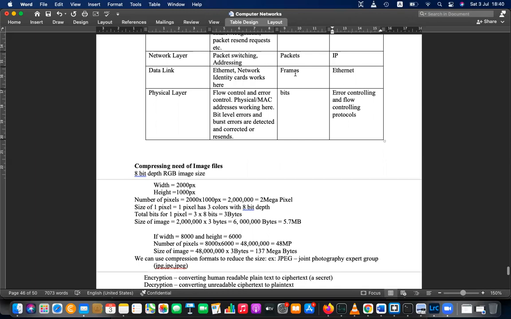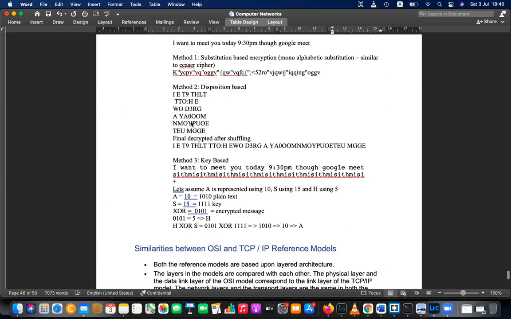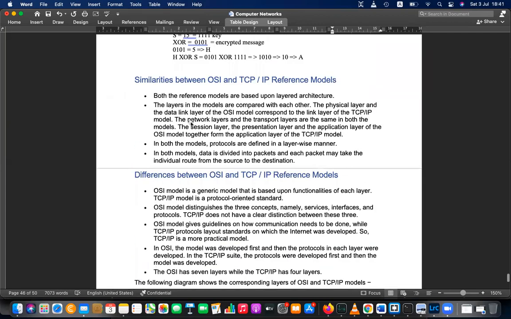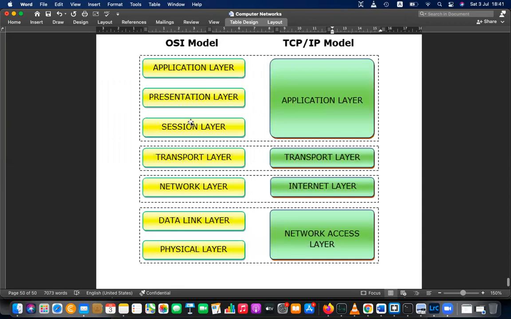And next, we have learned about the compression formats and image formats. What are the basic differences between these two layers? Let's use an image to compare. The TCP IP model has all the features of the application layer, presentation layer and session layer in a single application layer. Together they create the TCP IP application layer. The transport layer is the transport layer, the network layer is the internet layer, and the data link and physical layers together form the network access layer.